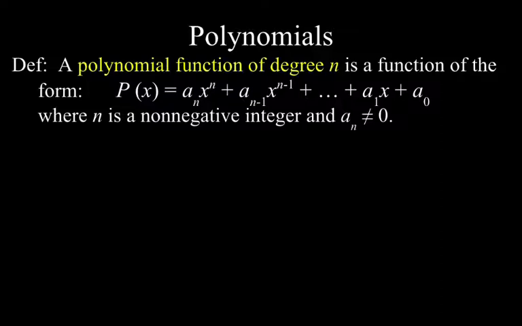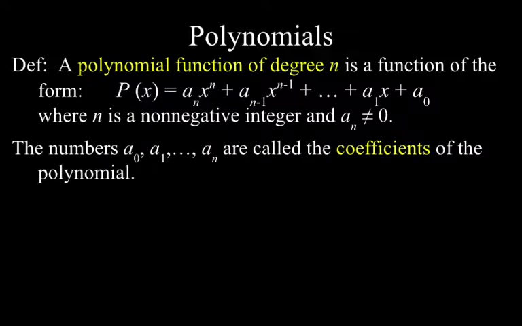Couple things we want to talk about here. All those a's are just numbers, and we call those numbers in front of the x's coefficients of the polynomial. So I know that's, again, very complicated looking. All it really says is you've got a number times x to a power, plus another number times x to a power, plus another number times x to a power, and so on, all the way until you get down to that last term, which is just a number.